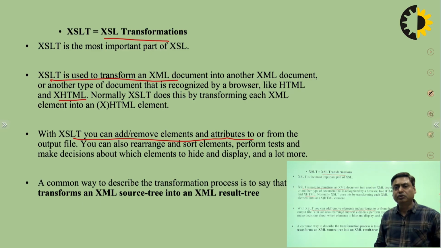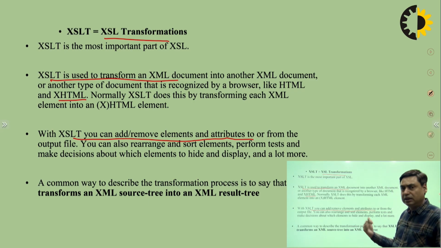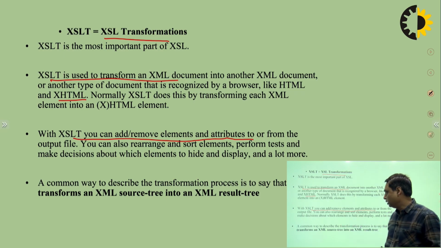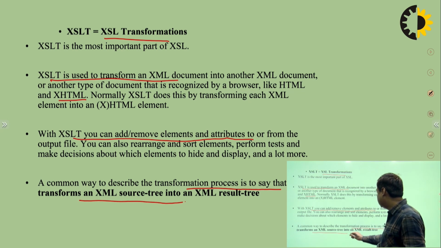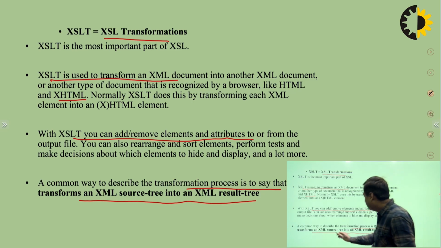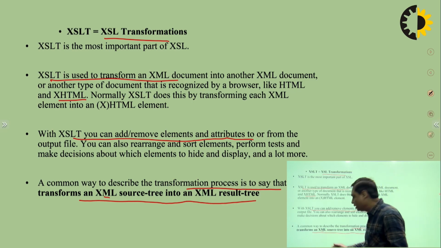It is not necessary to display all the content of the XML. It is your choice. You can put some condition and apply the condition to display the data of XML to the audience. So the common way to describe the transforming process is to say that XSLT transforms an XML source tree into an XML result tree. So XML is basically a tree.